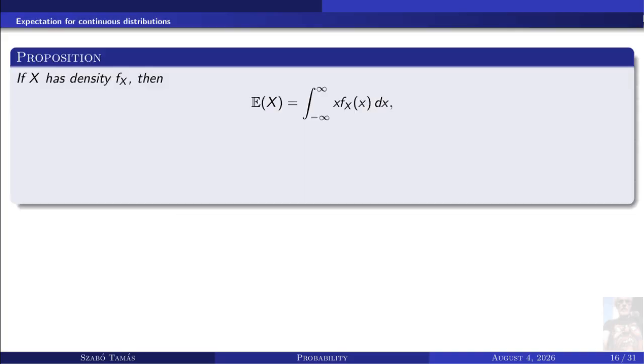If X has density f_X, then E[X] is the integral over the real line of x f_X(x) dx. Similarly, E[X²] is the integral over the real line of x² f_X(x) dx, whenever the integrals exist.